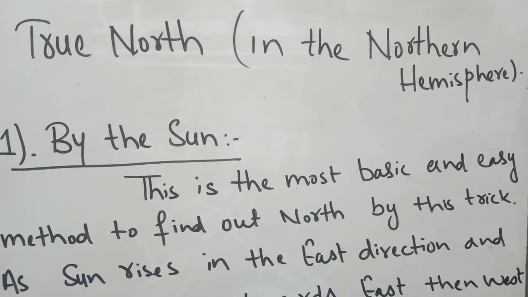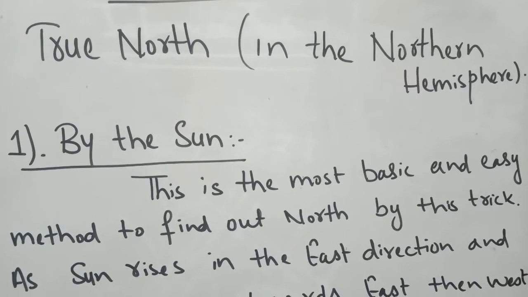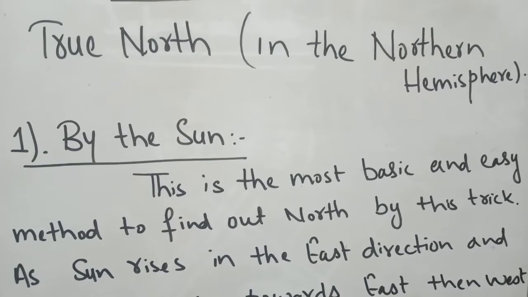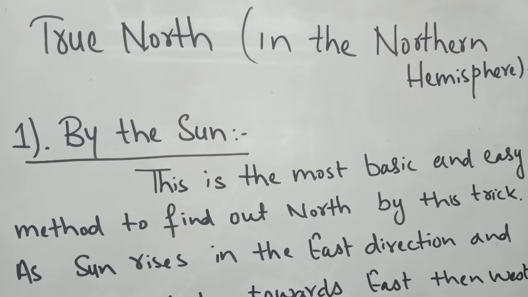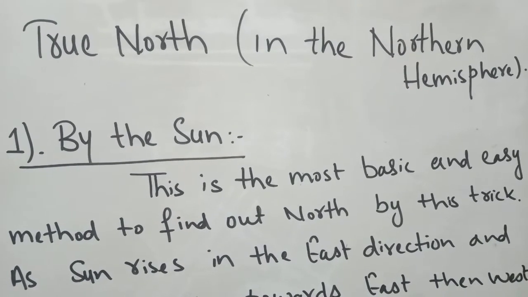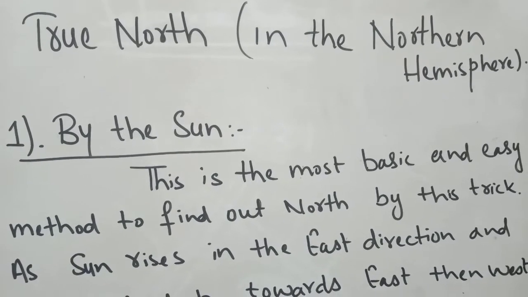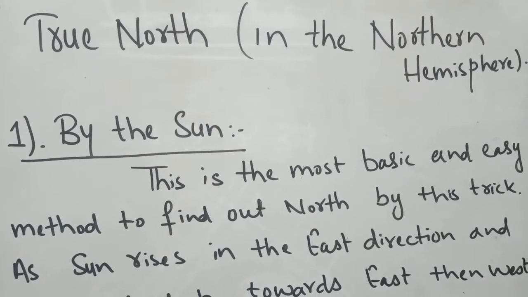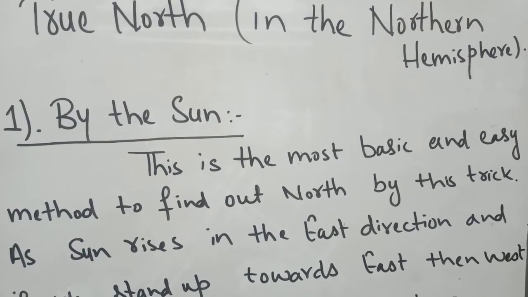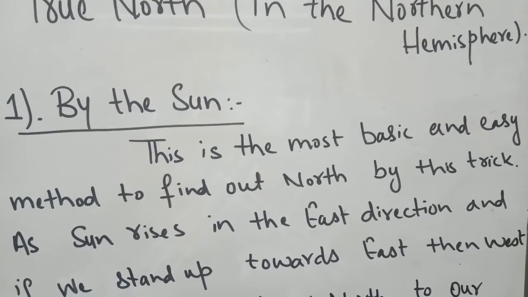So let's start. To find out the true north in the northern hemisphere, there are a number of methods which were mentioned in the previous lecture, and one of the most important and easy methods is through the sun. This method is very easy and very basic, because everybody knows that according to one direction we can find out the other directions as well.